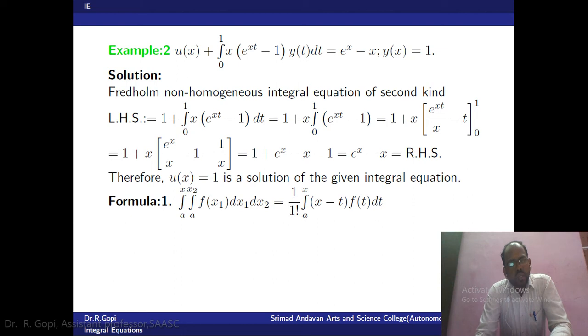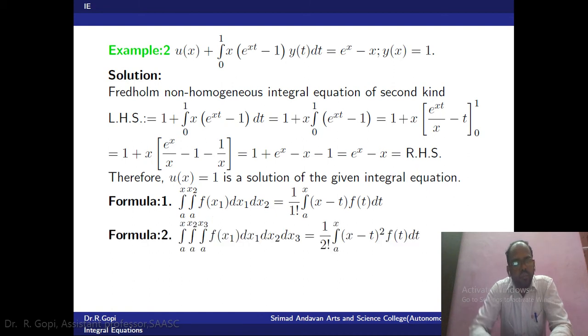Then another type: the integral from a to x1 and a to x2, that is nothing but the integral a to x1 and a to x2 of f of x1 dx1 dx2 equals 1 divided by 1 factorial times the integral a to x of (x minus t) times f of t. So we take the double integral and convert it into 1 divided by 1 factorial times the integral a to x of (x minus t) times f of t dt.